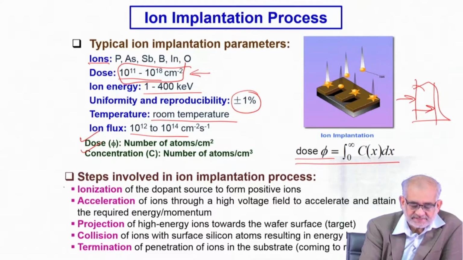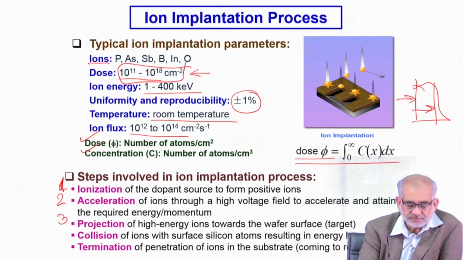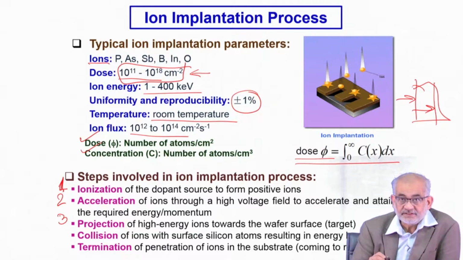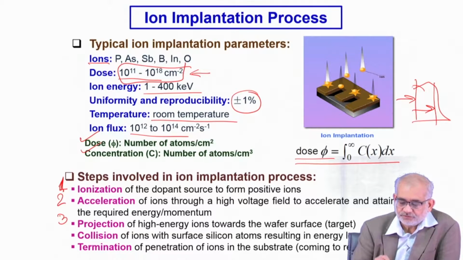Stepwise, as I said, you need to first carry out ionization. You need to accelerate the ions by applying very high voltage so that the ions carry sufficient kinetic energy and momentum to be implanted. Then you also need certain projection. You need a very well calculated change in trajectory, and then finally focus onto the specific spot where you want to implant.